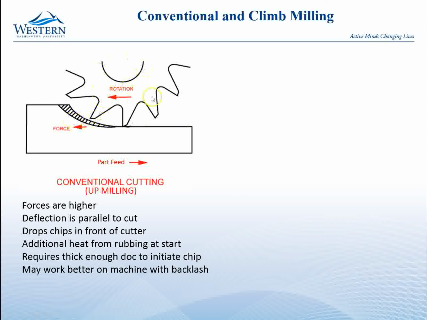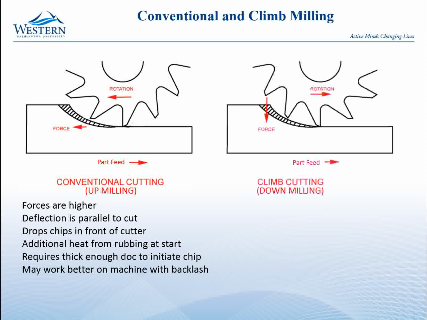So the tool right here is going to deflect a little bit to the right, and so you will get a little bit of inaccuracy with the tool deflecting to the right. The chips are dropped in front of the cutter, and you get additional heat because of the rubbing when it starts out before it can initiate the chip. And it may work better on a machine with backlash. So the common thought is that there's not much impact here because each one of these chips just gradually enters cut. And so if your machine has some looseness in the way that it moves along the X or the Y axis, then this will help with that.